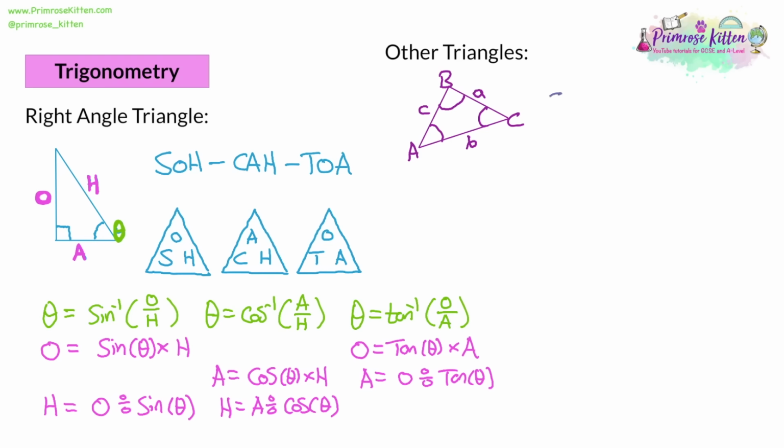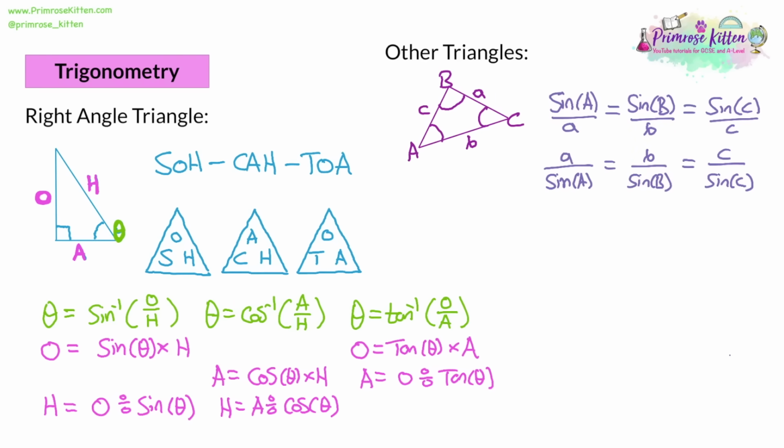So that brings us to the sine rule. The sine of an angle divided by the opposite side is equal to the sine of any of the other angles divided by the opposite side. So these are all in the same ratio, and we can use this to find missing sides and angles. You can also do this the other way around. So you could have the side divided by the sine of the opposite angle. Another rule related to this is the cosine rule.